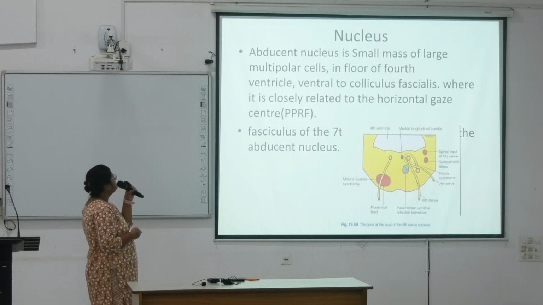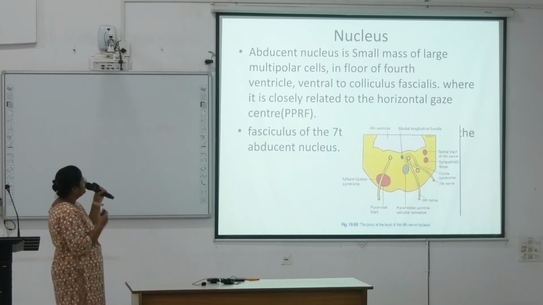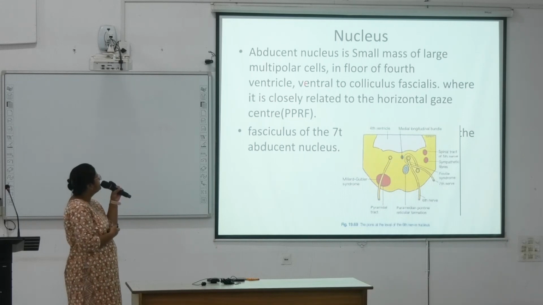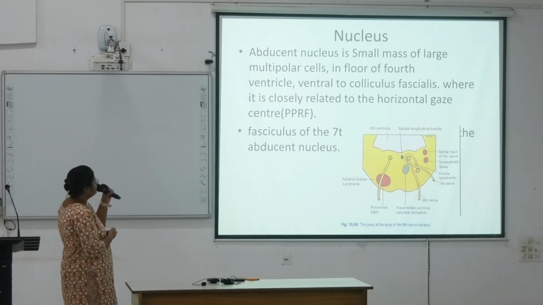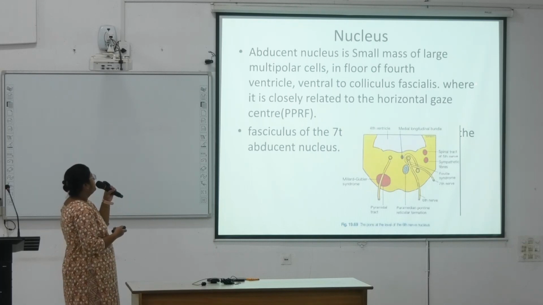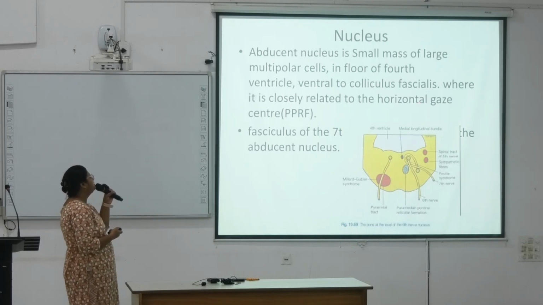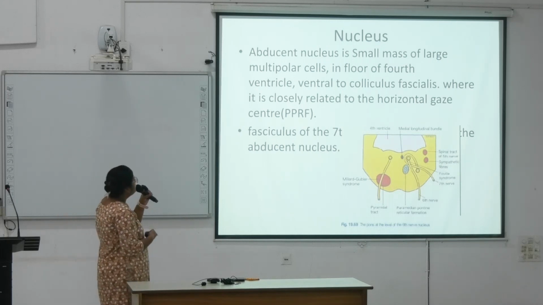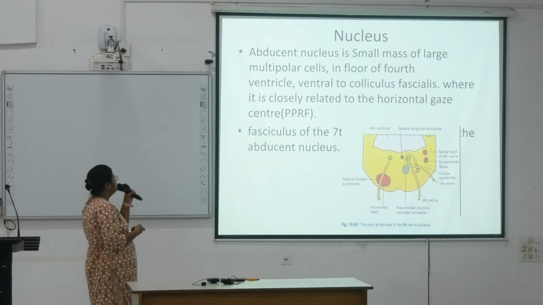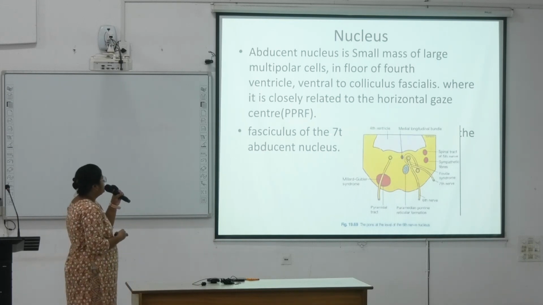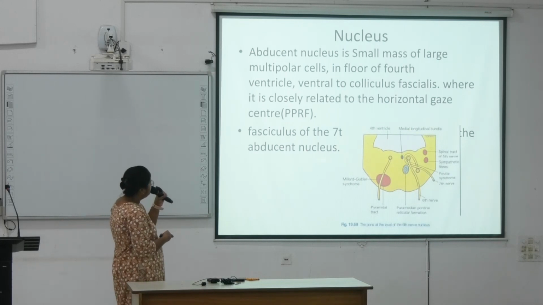Now these are the nuclei. The abducent nucleus is a small mass of large multipolar cells in the floor of the fourth ventricle, ventral to the colliculus facialis, where it is closely related to the horizontal gaze center, PPRF, and the fasciculus of the seventh cranial nerve. There the abducent nucleus is present.